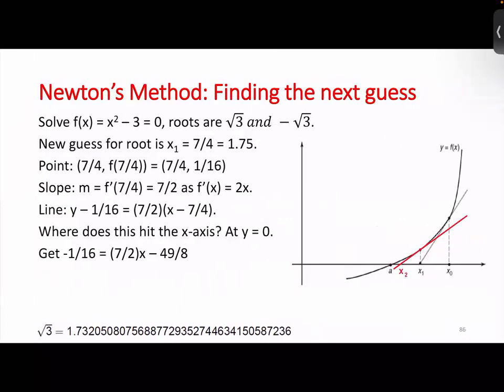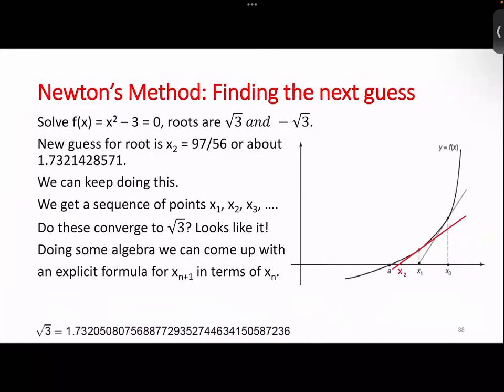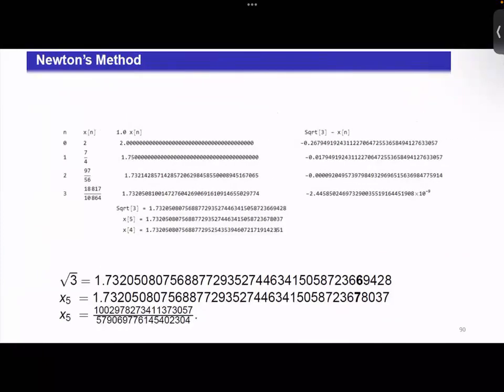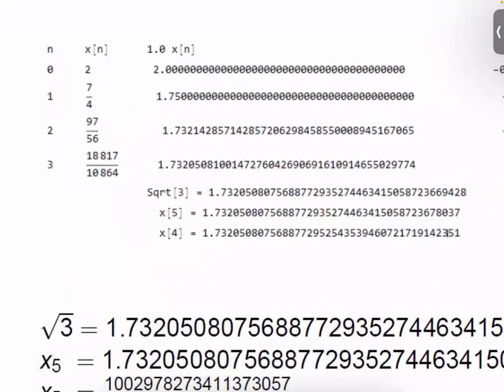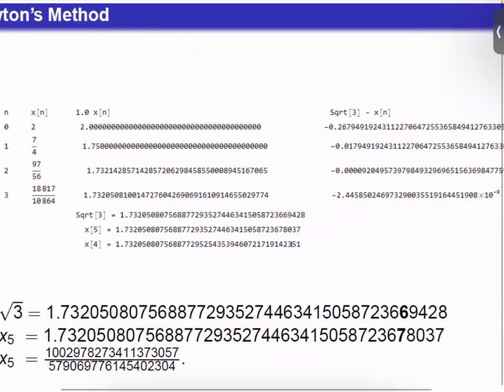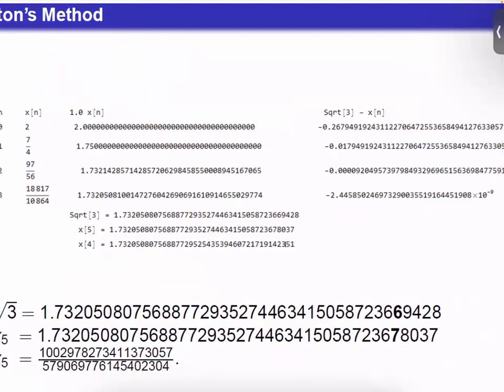That's not bad if the answer is about 1.732. That's pretty close. So if we do it again, I'll just go straight to the table. And so here's the table. What's nice is it's always going to give us rational guesses. So we have 7/4, 97/56. My eyesight's not so good. 18,817 over 10,864. And so you can start to see how good of a job it is doing.